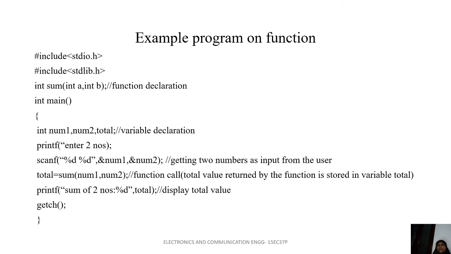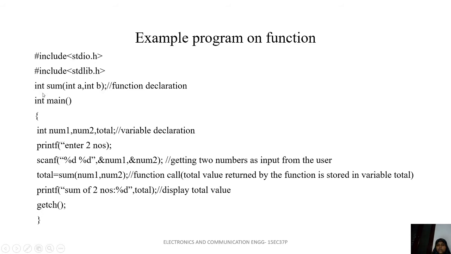As I have told you in the beginning, there are certain rules which have to be followed if you are writing a program using functions. The first part of a function program is the function declaration, where you declare the type, the name of the function, the parameters, and the semicolon.